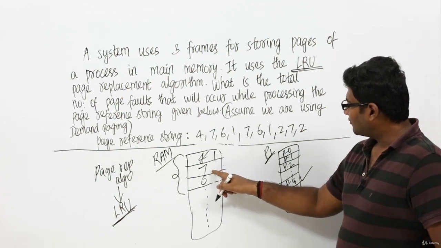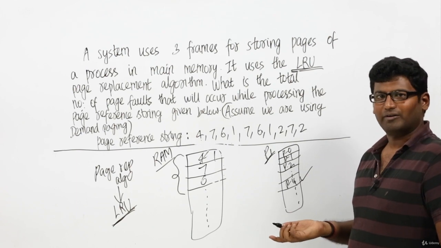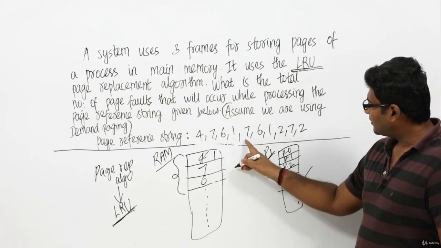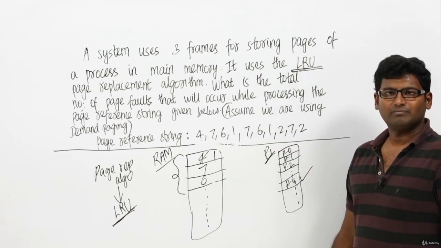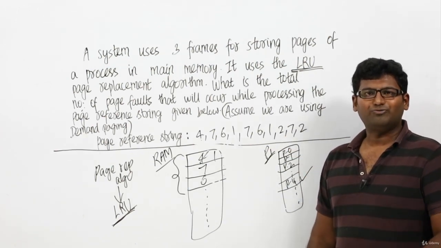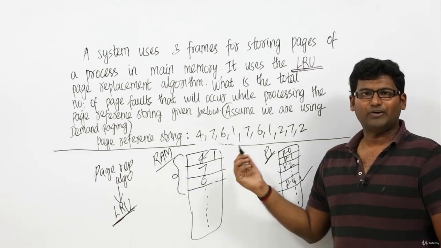See this. As of now, the CPU is requesting page number 7. It will not lead to a page fault, right? It is already present in the RAM. Now the CPU is requesting page number 6. Again, page number 6 is also present in the RAM. It will not lead to a page fault, right? It will simply take the byte from the RAM and then execute it.